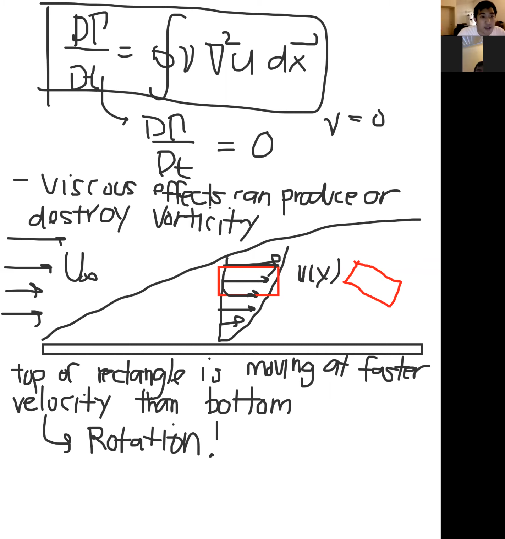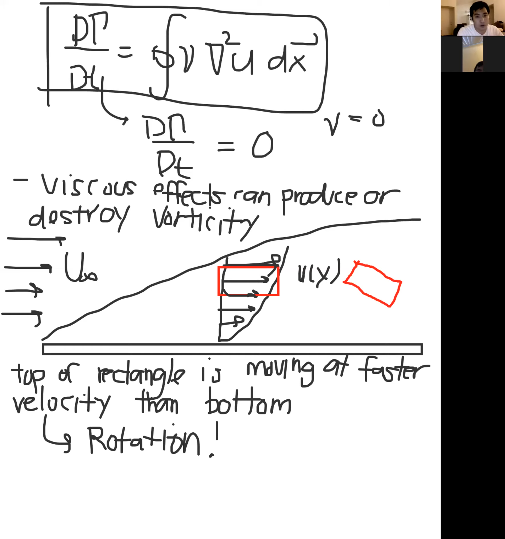Whenever you have a gradient of velocity like that, a sharp gradient, that necessarily produces some vorticity because you have different layers of fluid moving at different velocities. That difference in velocities causes the fluid elements to rotate a little bit.